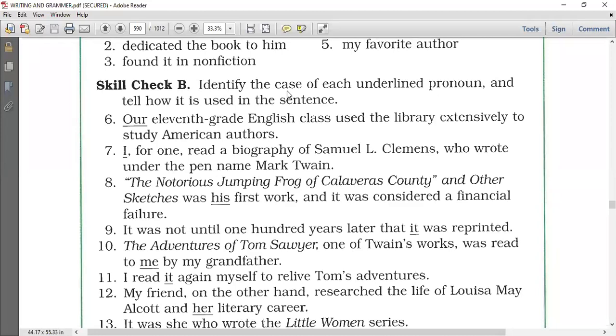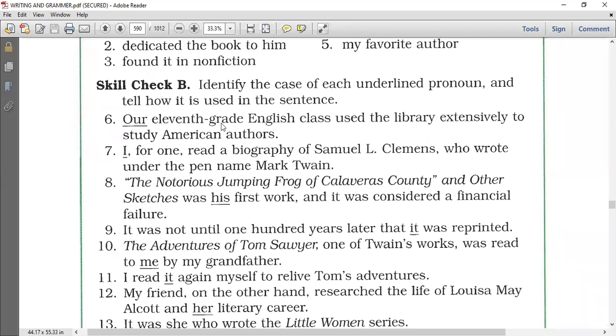Identify the case. Again, I'd like to remind you that any pronoun in English has three cases like any noun. Nominative, when it's the subject of the sentence. Objective, when it is the object of a verb or the object of a preposition. Possessive, when it shows possession. Like I, the possessive is my or mine. My or mine, okay? And so on. Identify the case of each underlined pronoun and tell how it is used in the sentence.